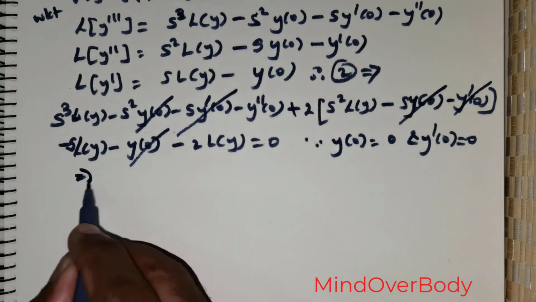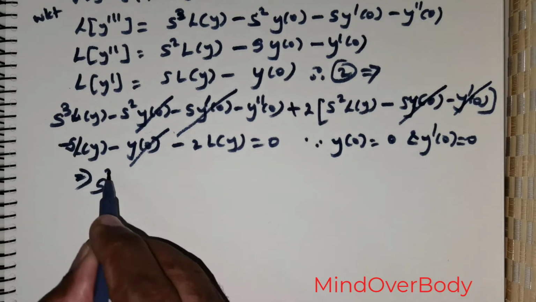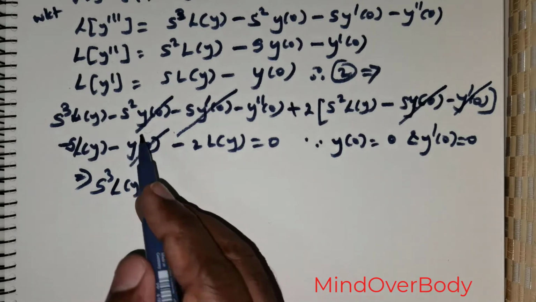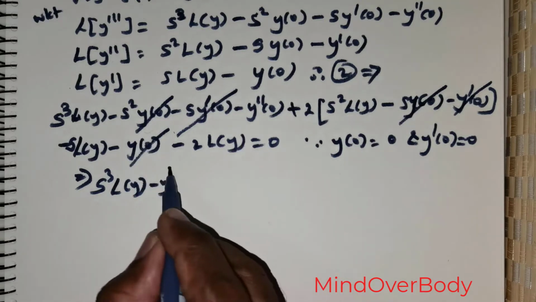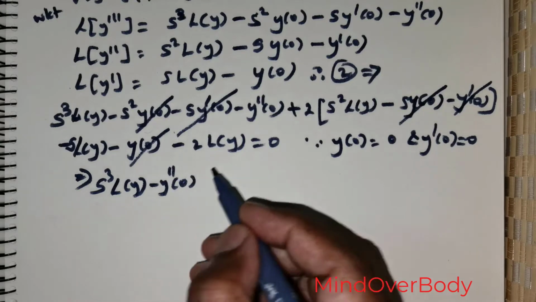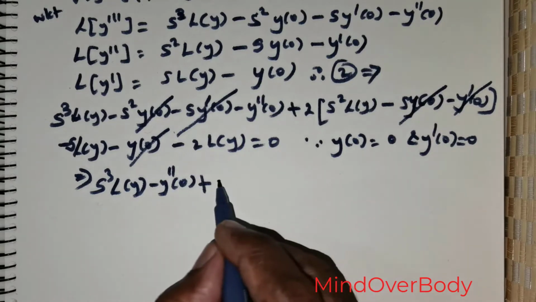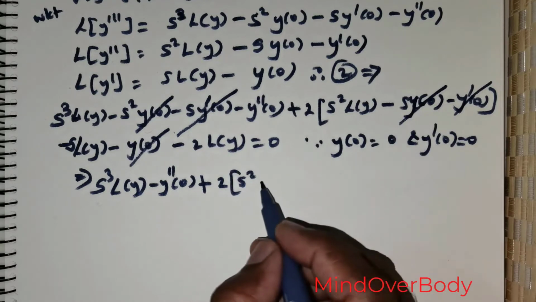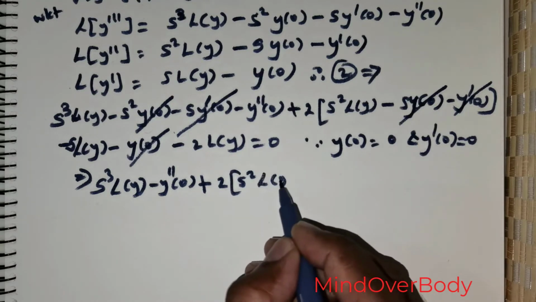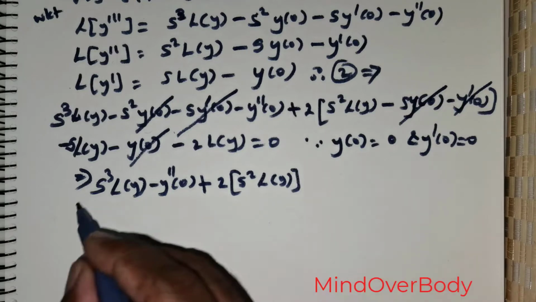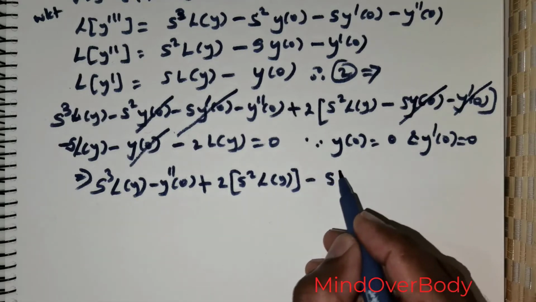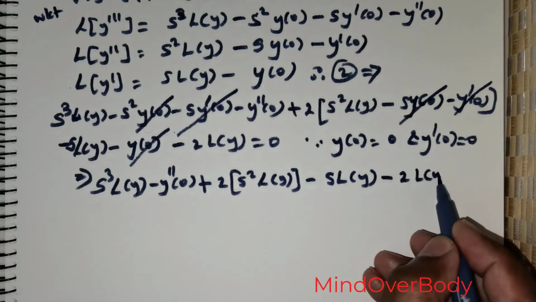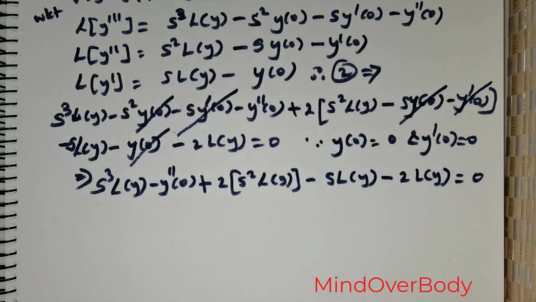So this would mean we got s cubed of L of y followed by negative y double dash of 0 positive 2 times s squared of, that's the only thing remaining, L of y, and then negative s times L of y negative 2 times L of y is equal to 0. So this is what we have got.